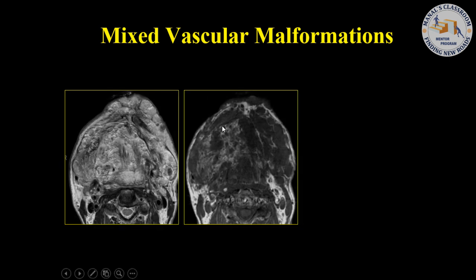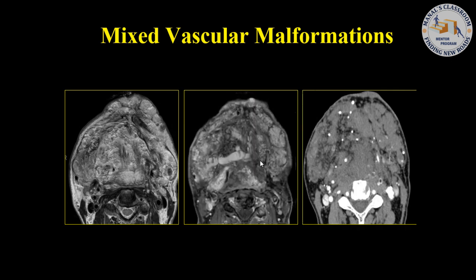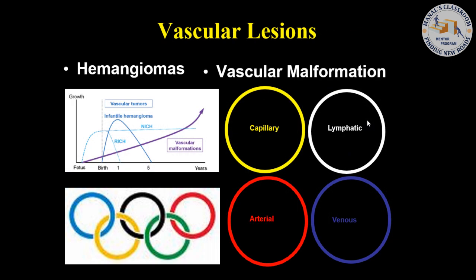And one more example here. It looks pretty ugly, right? My gosh, this has to be a rhabdomyosarcoma, right? Well, it's high signal on T2, low signal on T1, give contrast, and what do we see on CT? Phleboliths. So those phleboliths help us say that this is not an aggressive rhabdomyosarcoma, but if you understand the basics and understand the characteristics, you can make the diagnosis of a mixed vascular malformation.